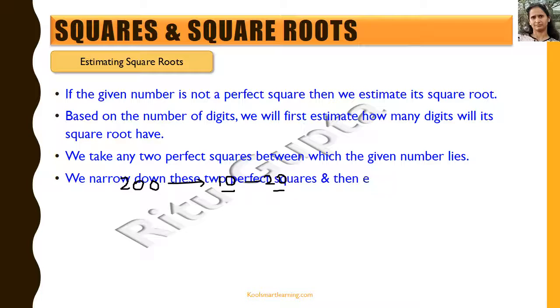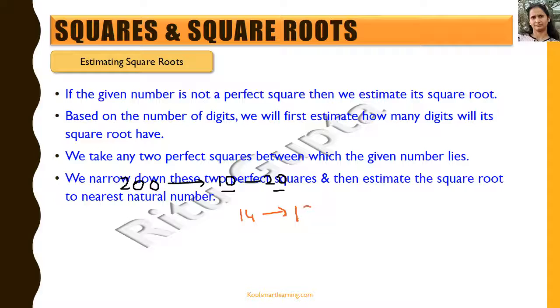So we now narrow down these two perfect squares and estimate to the nearest natural number. We start narrowing it down and we see that the square of 14 is 196 and the square of 15 is 225. So we know that the square root of 200 will lie somewhere between 14 and 15. That is the estimate.